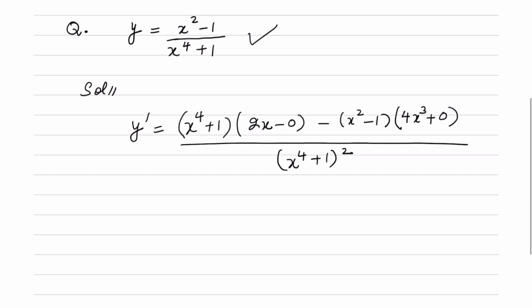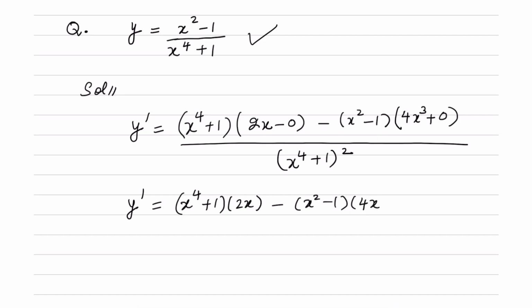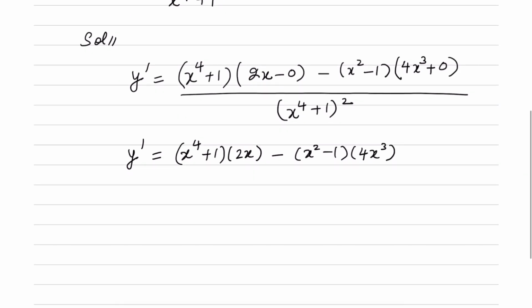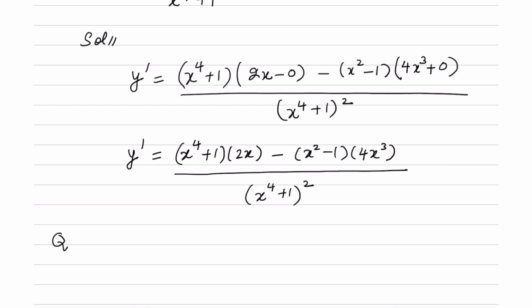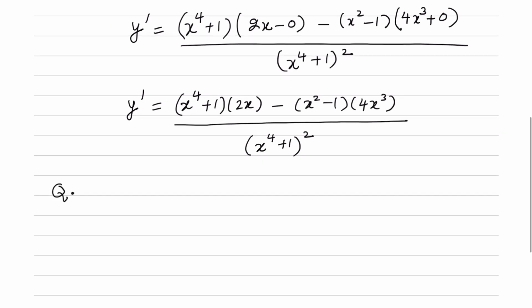We have applied the quotient rule of derivative. Now we are going to simplify this. X to power 4 plus 1 into 2x minus x square minus 1 into 4x cube, whole divided by x to power 4 plus 1 whole square. So this is how we apply the quotient rule. Let's look at another question.